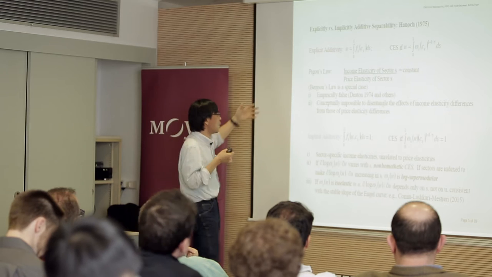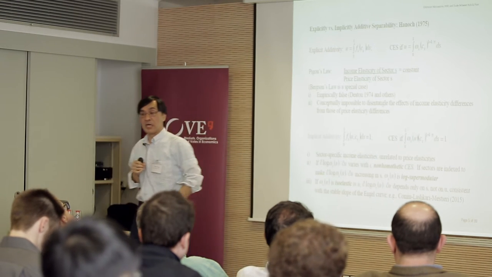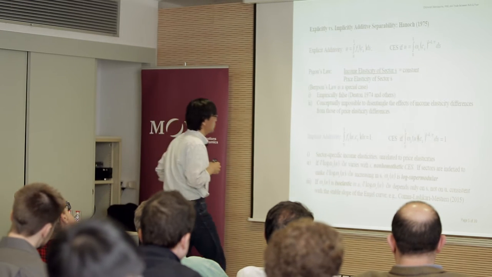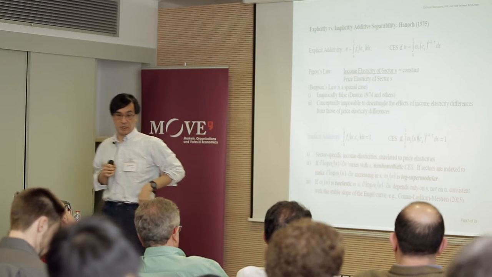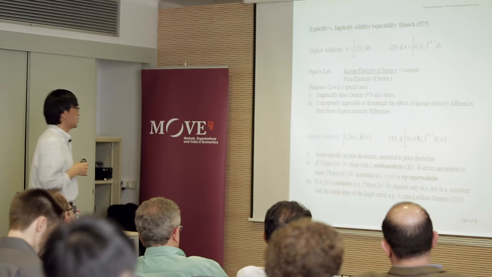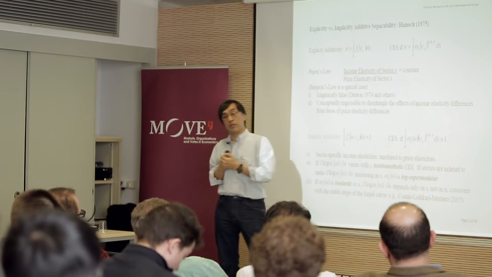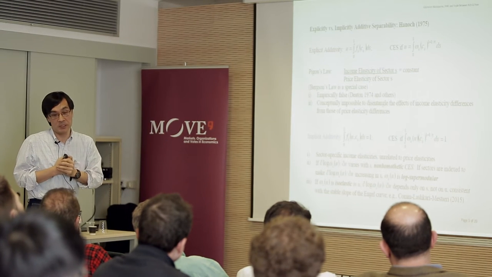Okay? But there is an alternative way, by adopting a different notion of additive separability introduced by Hanoch. According to Hanoch, this is direct implicit additivity, which is a utility function. It is additively separable, but it's given in an implicit way. Okay? Now, this gives great flexibility.